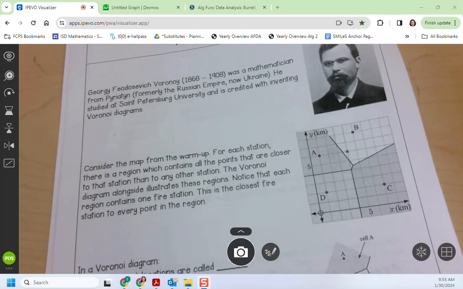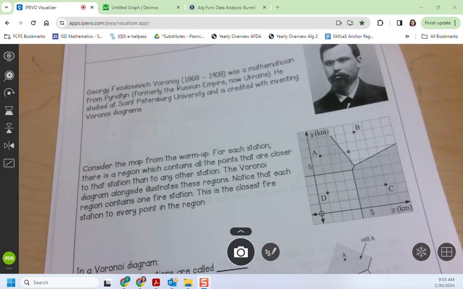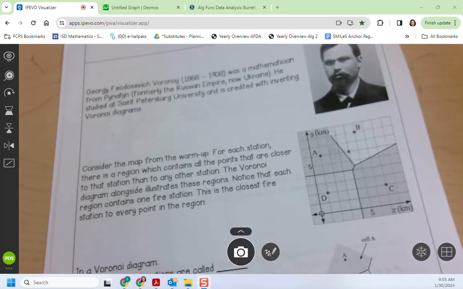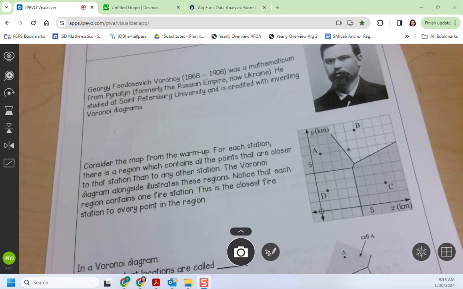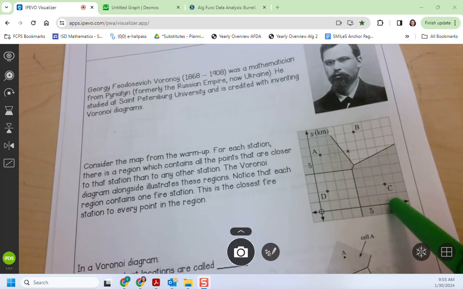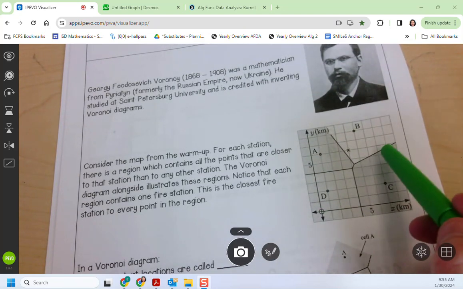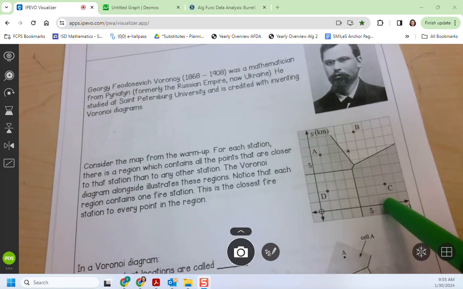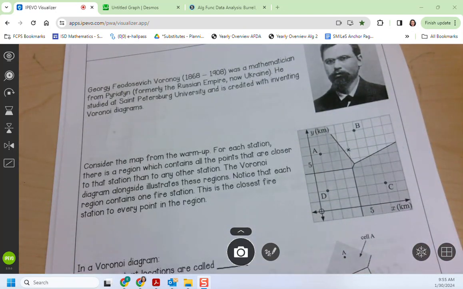Consider the map from the warm-up. For each station, there's a region that contains all the points that are closer to that station than any other. So you can see here, the regions are drawn for you. Okay? We will learn how to draw those regions. The Voronoi diagram alongside illustrates these regions. Notice each region contains one fire station. This is the closest fire station to every point in the region. So if you have this map, it's really easy to see that if you were at, let's say 7, 5, and it was kind of hard to see if you were closer to B or C, you could see really quickly that you were closer to C because you were in its region.